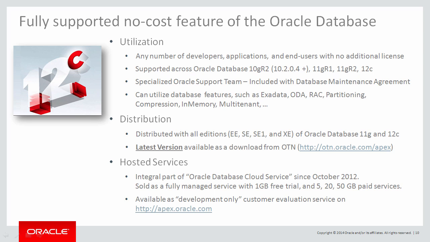Application Express is distributed with all editions, from Enterprise Edition all the way down to Express Edition of Oracle Database 11G and 12C. One thing to note is that Application Express is released a lot more frequently than the Oracle database, and so we very strongly recommend that you always download the latest version directly from OTN.